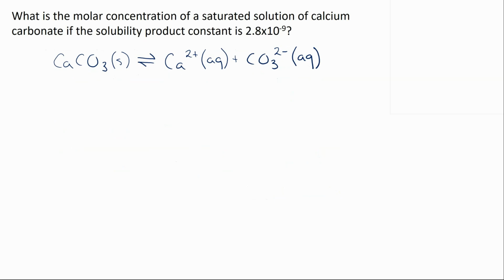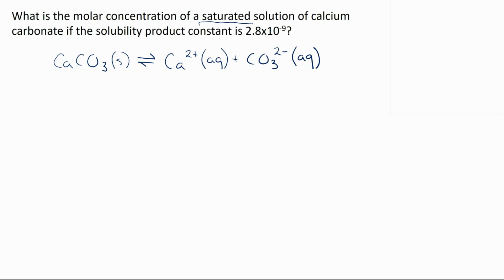This one's a little more complex. In this example, we're given a solubility product constant, and we're asked to calculate both the calcium and the carbonate concentration. What's the molar concentration of that saturated solution? So the saturated solution is one bit that's important. That's saying it's come to equilibrium and as much of these ions as could dissolve have.